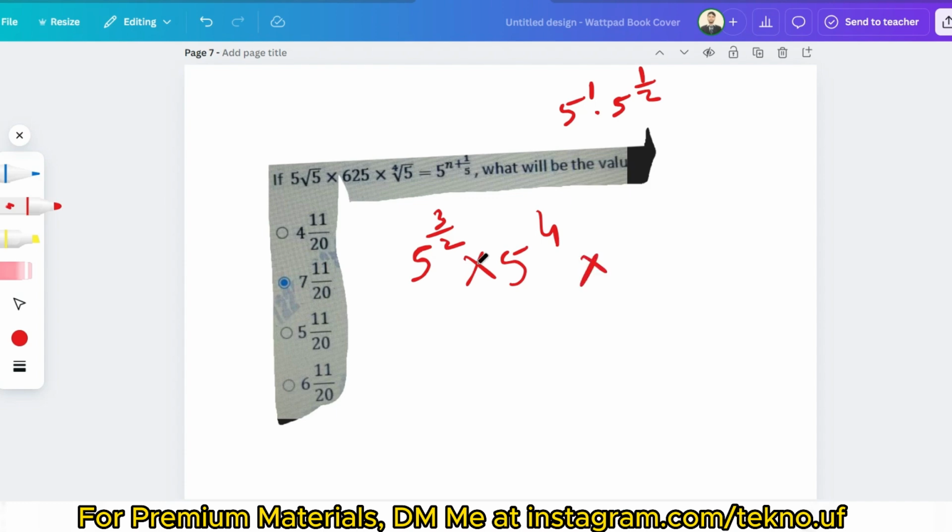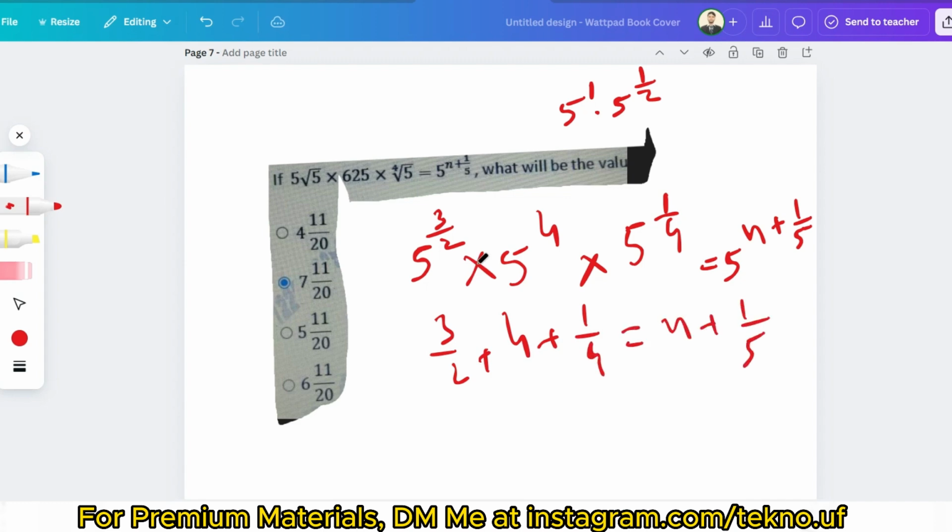So it becomes 5 to the power 1 by 4, equal to 5 to the power n plus 1 by 5. What you have to do is just add the exponents. All the bases are the same, so just add the exponents. That becomes 3 by 2 plus 4 plus 1 by 4 is equal to n plus 1 by 5. The bases are the same, so we can equate the exponents. So it becomes 6 plus 16 plus 1 over 4 is equal to n plus 1 by 5.